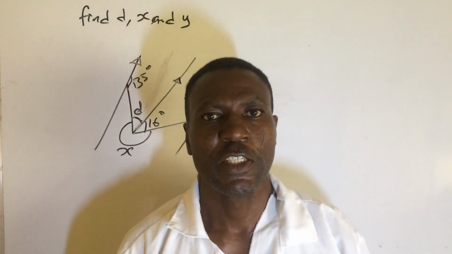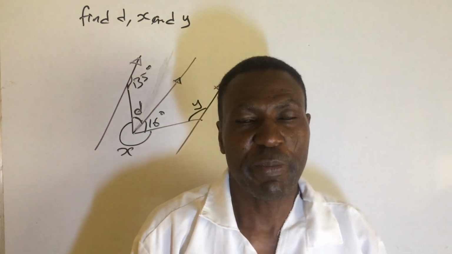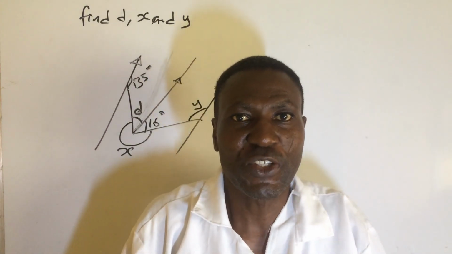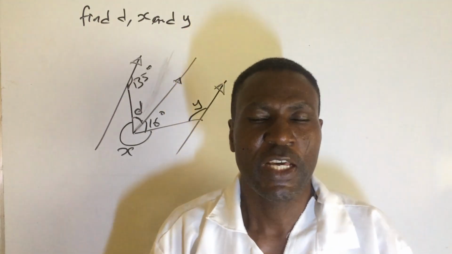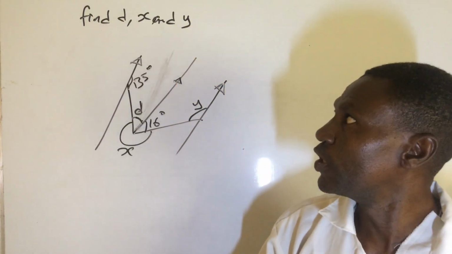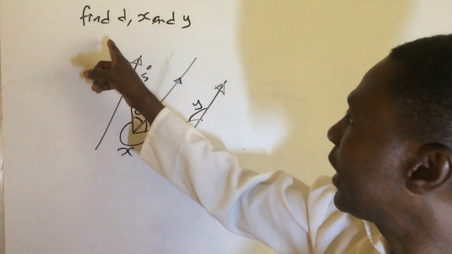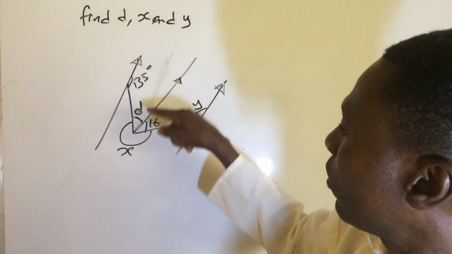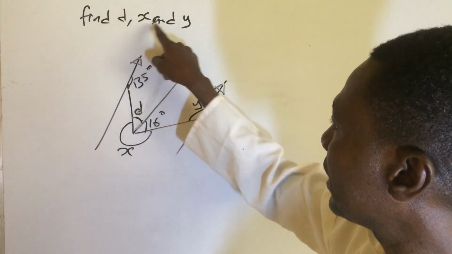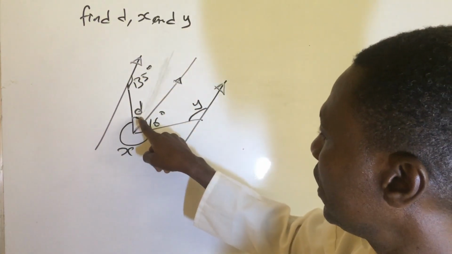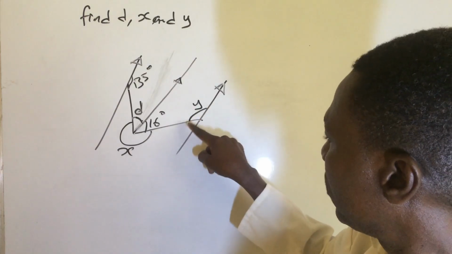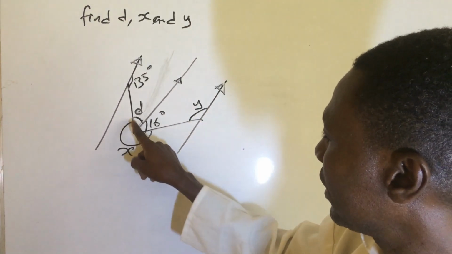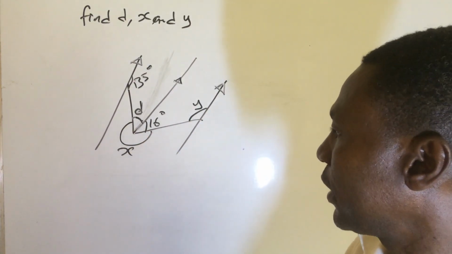Hello everyone. I am still on the angles on a parallel line, solving so many questions from it. I think this will be the third question I am solving from that, okay? And this third question says that we should find the angles D, X, and Y. Angle D is this one, angle Y is this one, and angle X is this one, okay?